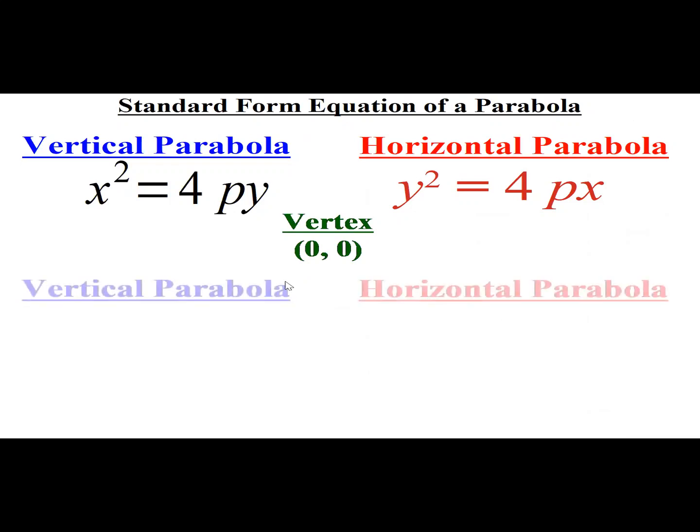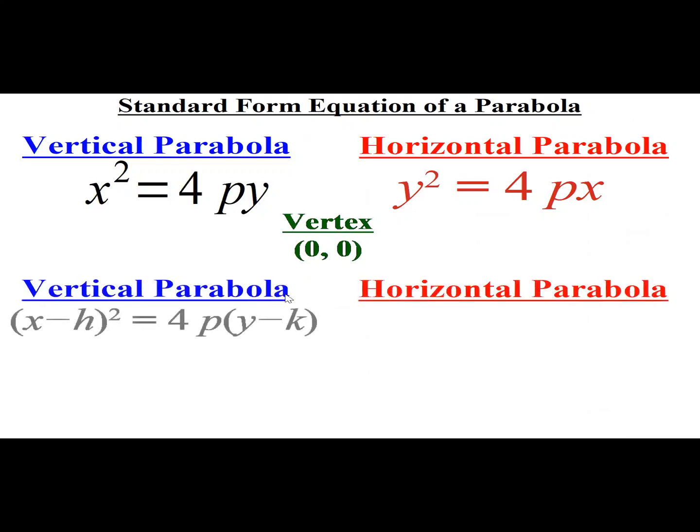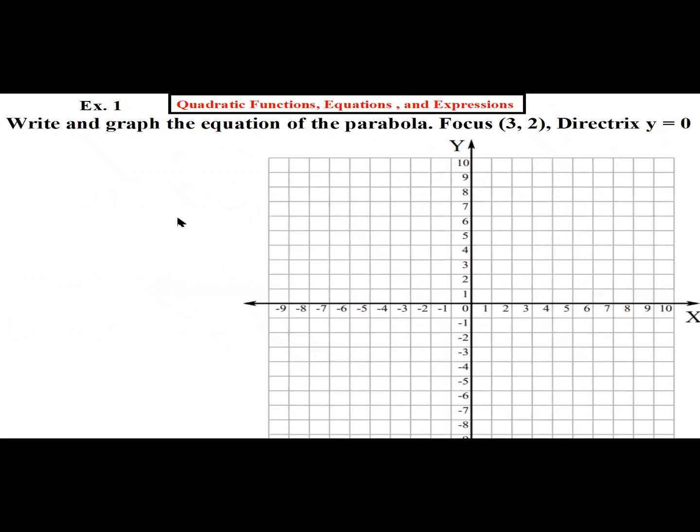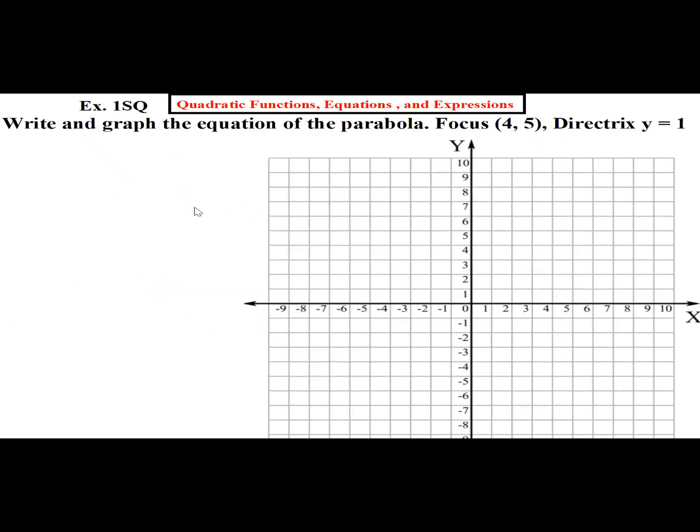From there, we added more to those, and for the vertical, instead of just x squared, we had (x minus h) squared equals 4p(y minus k). For the horizontal, it is (y minus k) squared equals 4p(x minus h). And what is the obvious thing that we added to both? The vertex, which now would be (h, k). And we did some practice problems right away. We went into example 1 Q, 1 super Q, 1 mega Q, and then we moved on to example 2. But before we go again to example 2 and add to that, let's do one more.